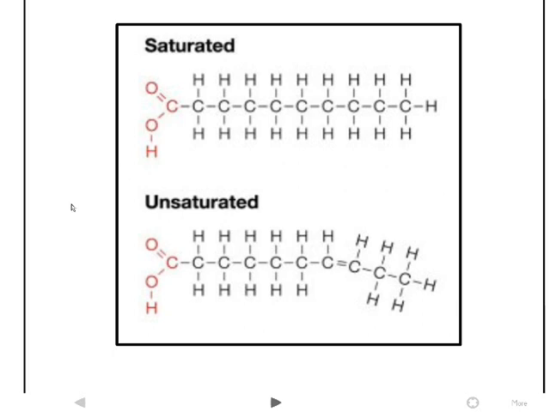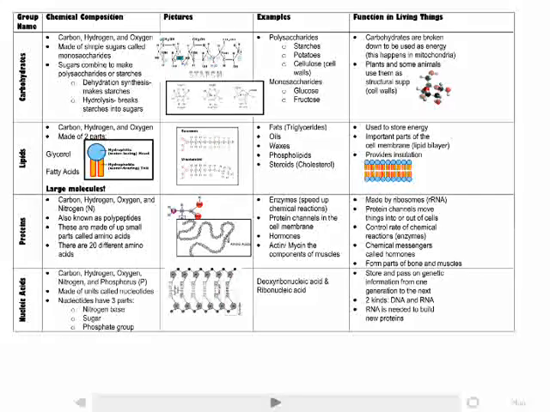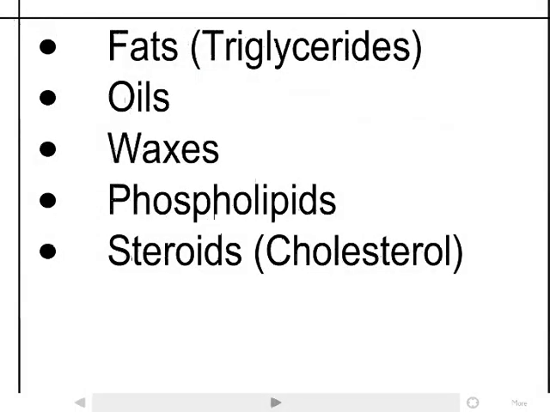Some examples of lipids include fats. Another name for a fat is a triglyceride. It's called a triglyceride because it has three tails. Tri, like in tricycle, means three because a tricycle has three wheels. So a triglyceride has three tails. Other lipids include oils like olive oil or vegetable oil, and waxes like the wax in a candle.